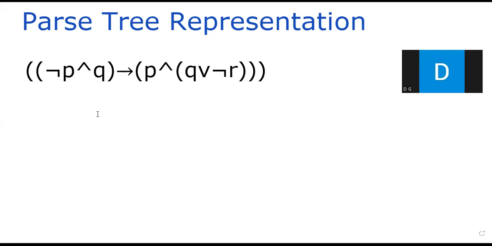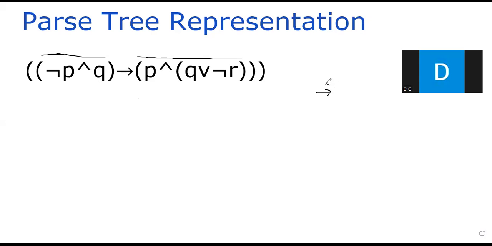If you look at the structure of this formula, this arrow mark is the topmost node because we can divide this representation into two parts. One is this portion, not P and not Q, and then P and Q or not R is another portion. So the root is the arrow mark, and we can have a binary tree rooted at the arrow mark.